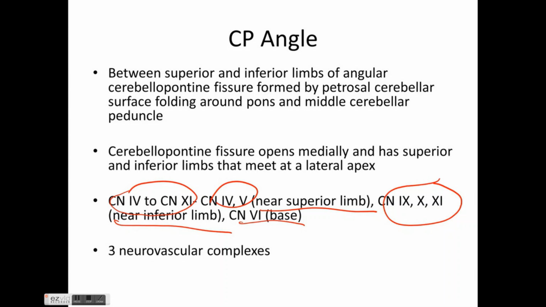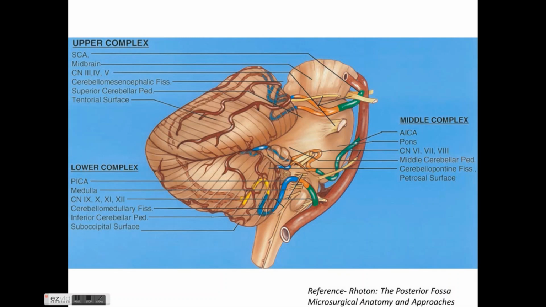So this is a very important slide. The 3 complexes are the upper, the middle and the lower. The artery of the upper complex is the superior cerebellar artery. It includes the midbrain. The cranial nerves included are cranial nerves 3, 4 and 5. The fissure associated with it is the cerebellomesencephalic fissure. The cerebellar peduncle associated with it is the superior cerebellar peduncle, and the surface of the cerebellum associated with it is the tentorial surface of the cerebellum.